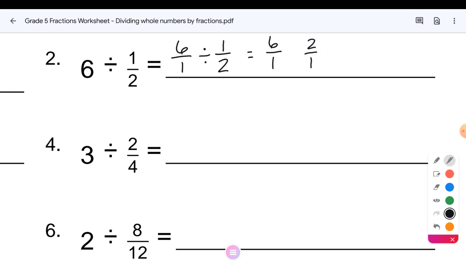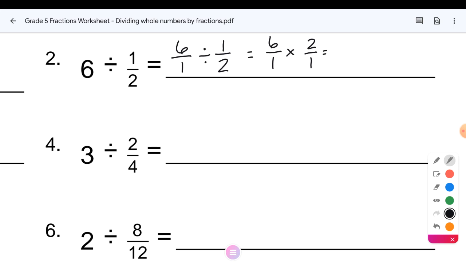And what does the C stand for, Dominic? Keep, flip, change. What am I changing? I already flipped. Sadie? You're changing the division sign to multiplication. Now I have a multiplication problem.